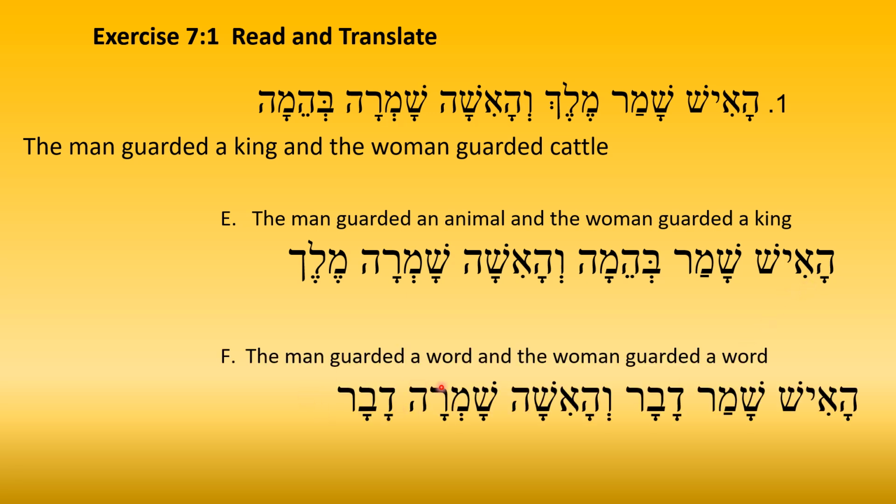The man guarded a word, so now we're getting a little more fancy. We don't have a word up here, so we have to make sure we know the Hebrew for a word. Ha'ish shamar is the same, but the object instead of melech is going to be davar. With Ha'isha shamra, the object instead of animal is again davar. So again, copy and paste, then just substitute the object in the sentence with davar, and you're done.